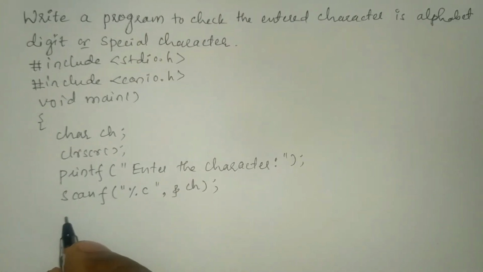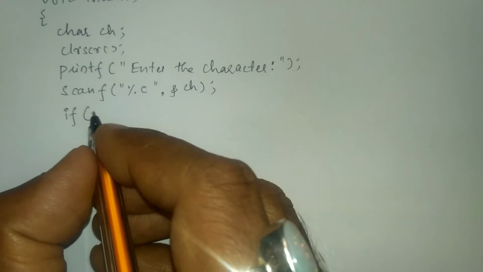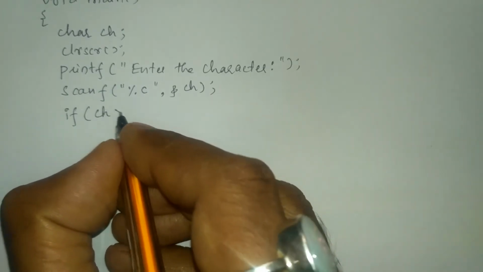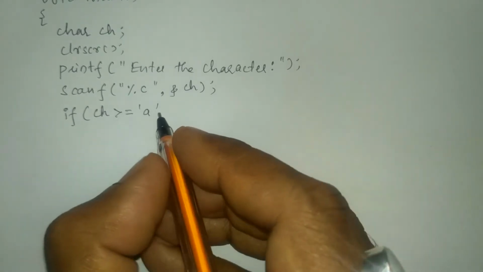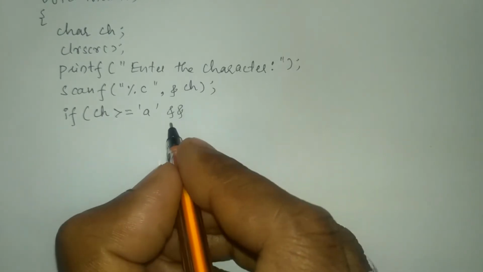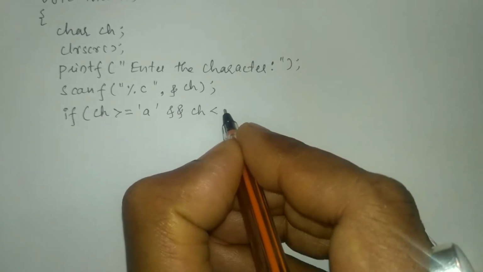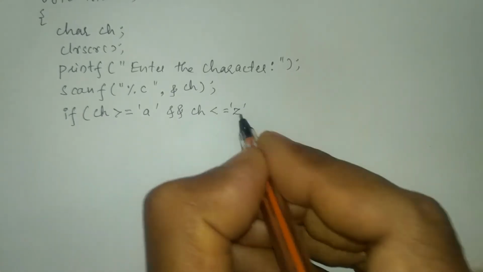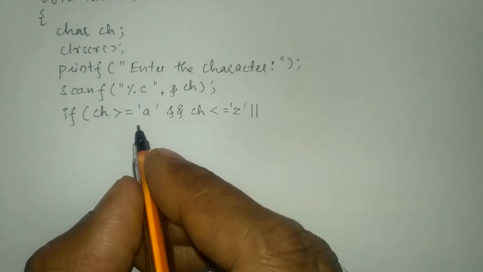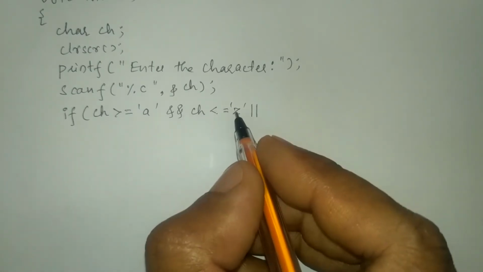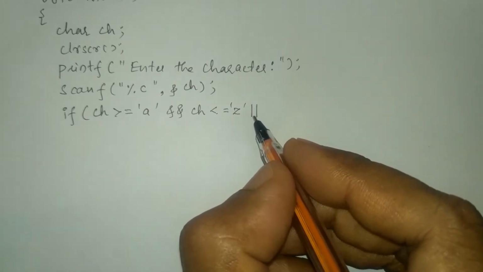So using an if statement, I'm going to write if, and in this conditional statement I'm going to write ch is greater than or equal to, in single quotation marks, lowercase letter a, and end the single quotation mark, and we'll use logical and, that is double ampersand, ch is less than or equal to lowercase letter z, and then we are going to use or. Here the user may enter a lowercase alphabet or an uppercase alphabet. That's the reason we use the double vertical line, which represents logical or.